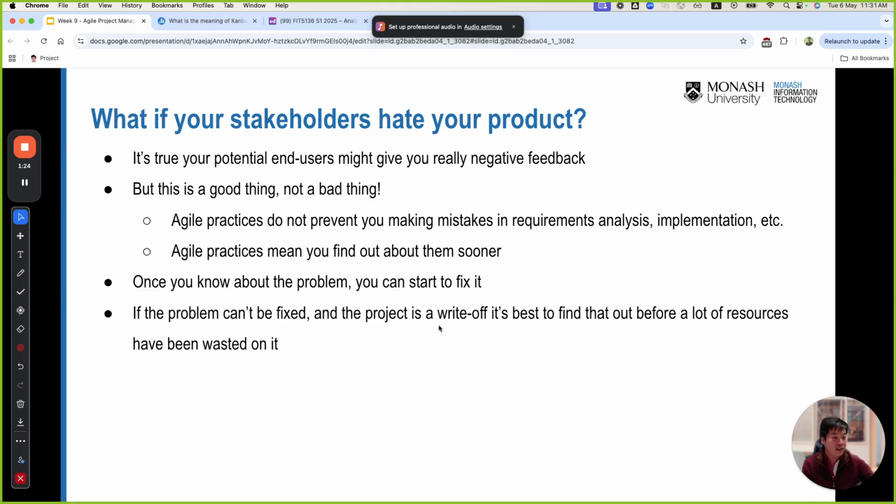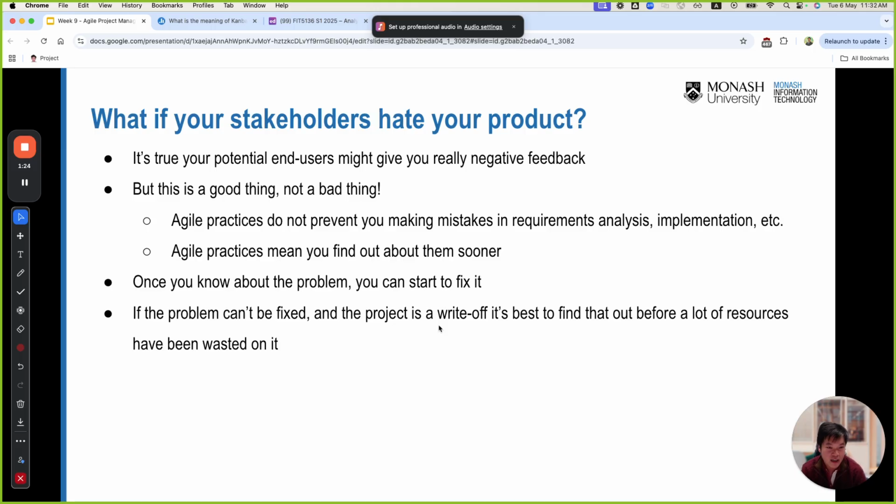commercial team, the marketing team, to come up with the discount campaign, and then we implement it in the system, in the online shopping system. Think about online shopping like Temu, Amazon, eBay. Okay, once you know about the problem, then you can start to fix it. If the problem can't be fixed, the project is written off.